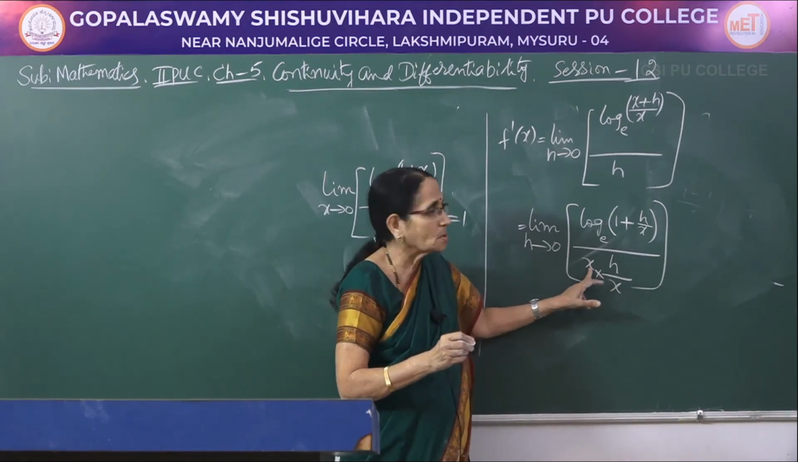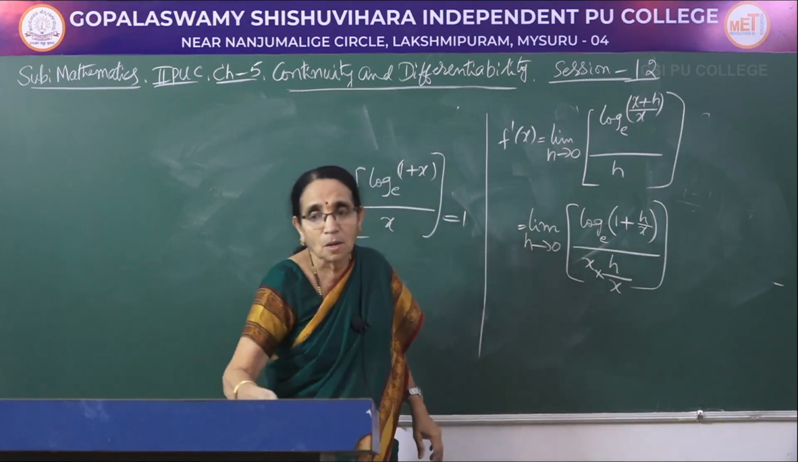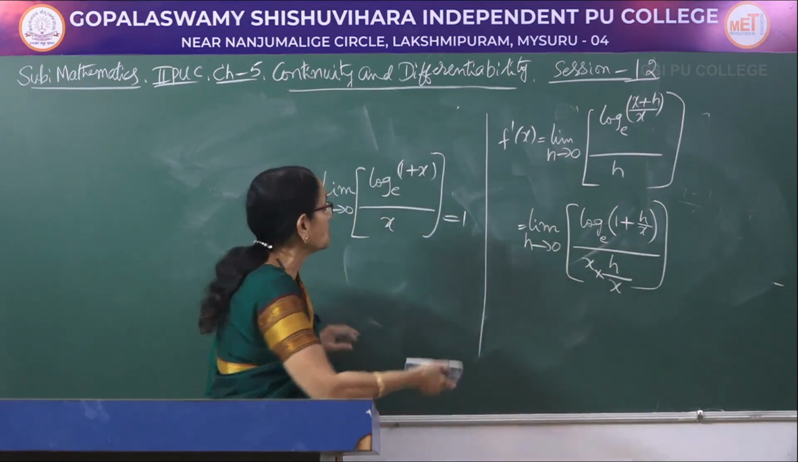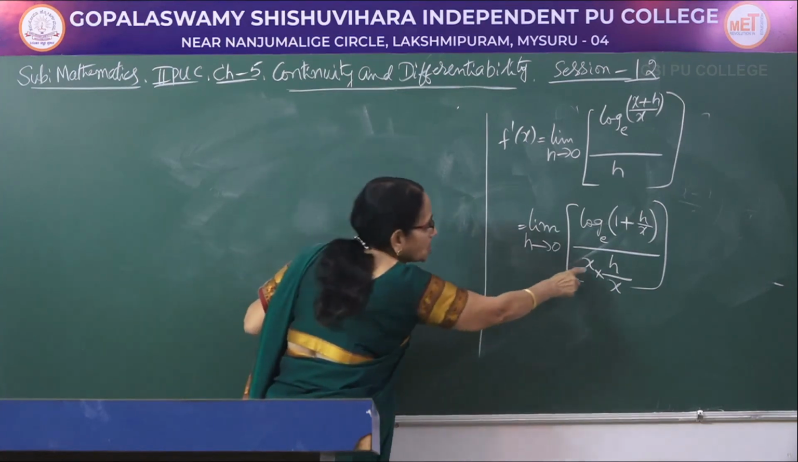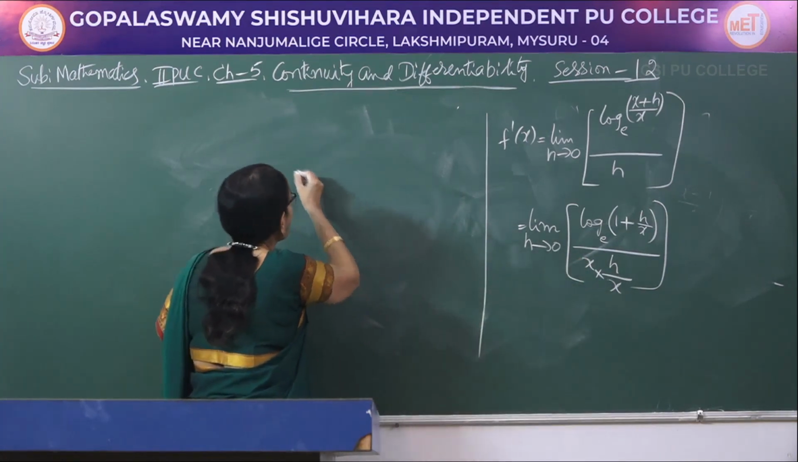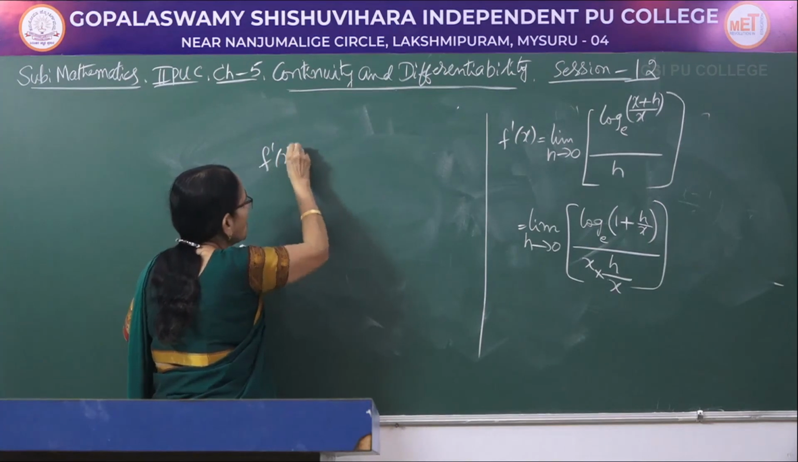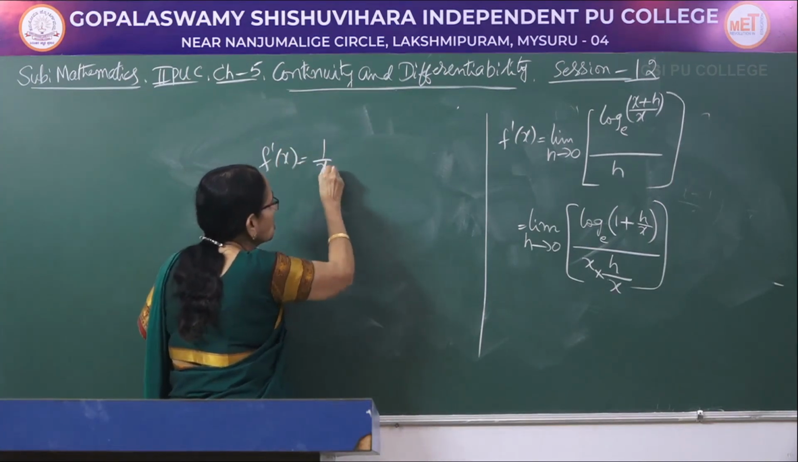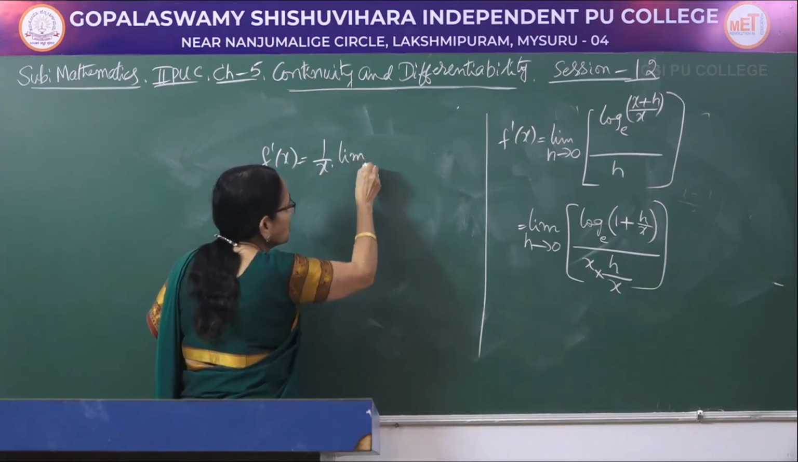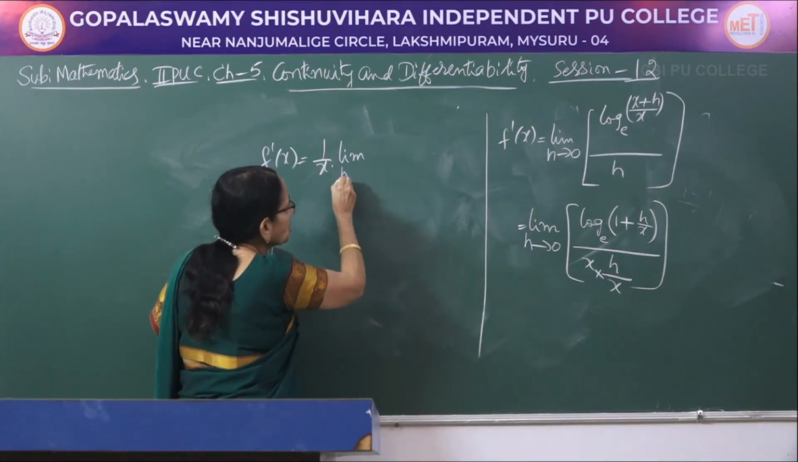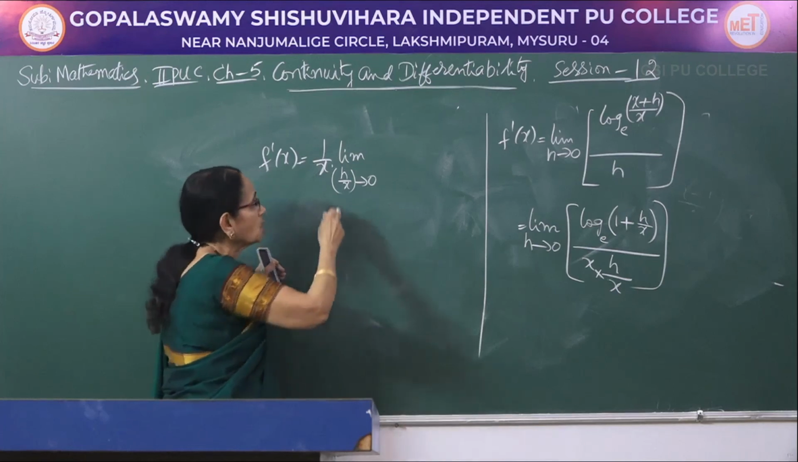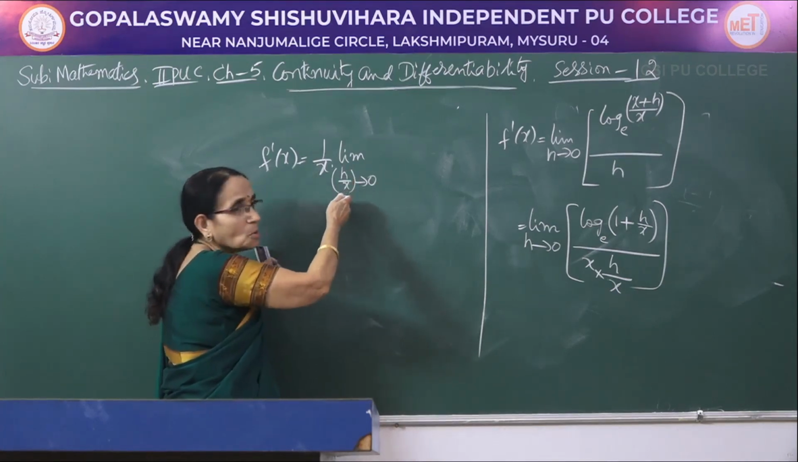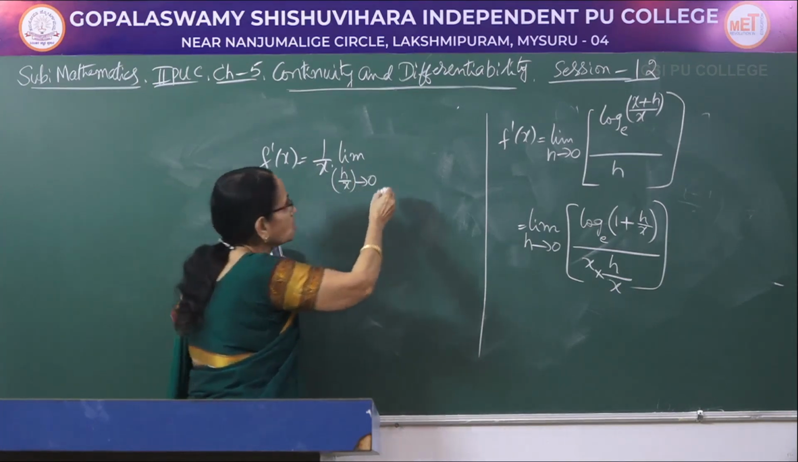Now, this x, which does not contain the variable h which is tending to 0 here, can be taken outside the limit sign. So, h is in the denominator position. Therefore, I can write it as f dash x equal to 1 by x into limit. Instead of h tending to 0, I can write h by x tends to 0. See, if h is tending to 0, then h by x also tends to 0.